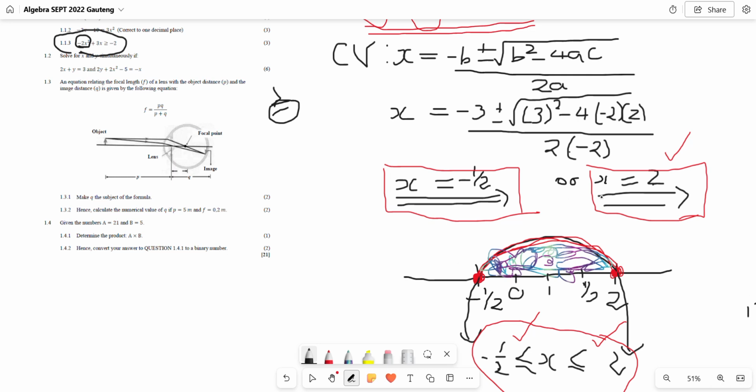Now that is all about 1.1.3. Then we are going to head straight to 1.2.